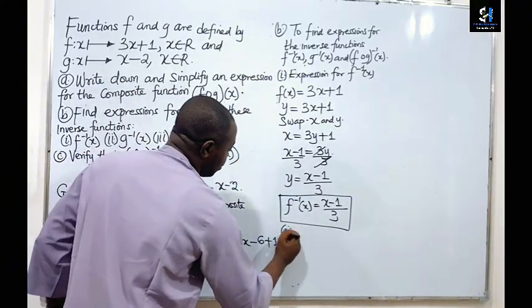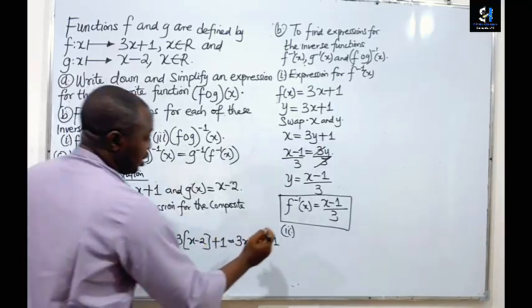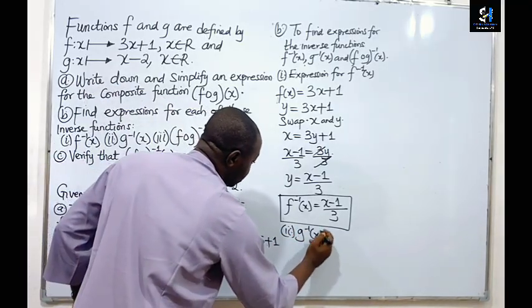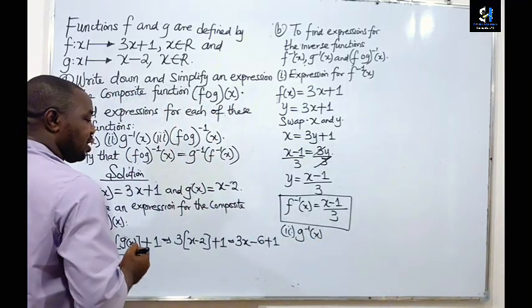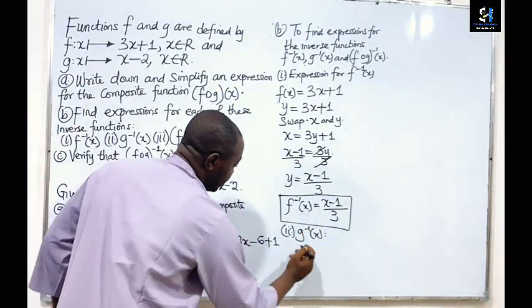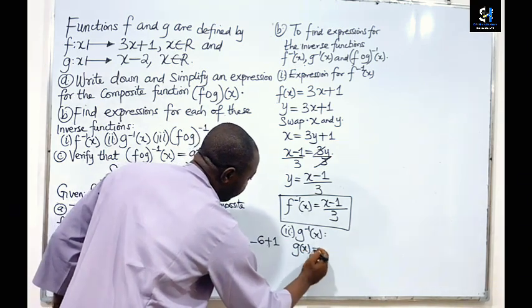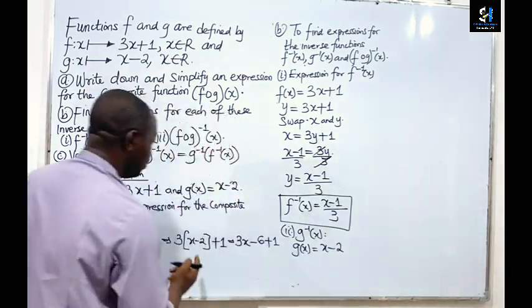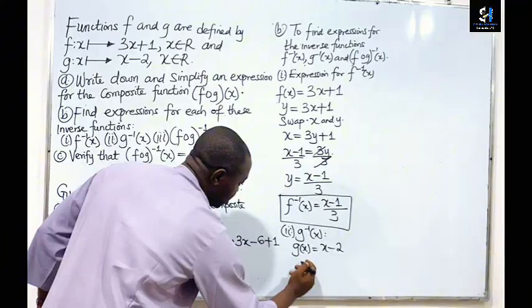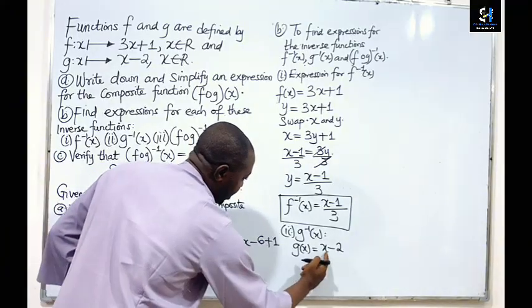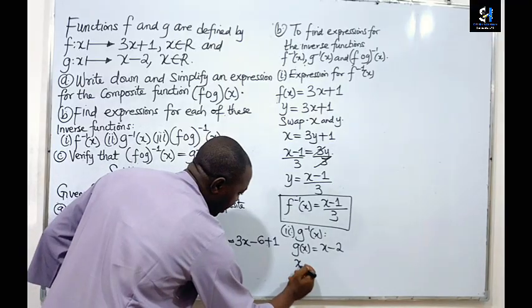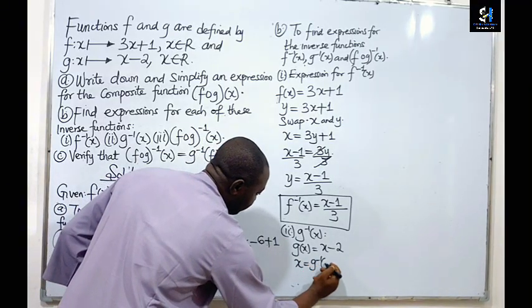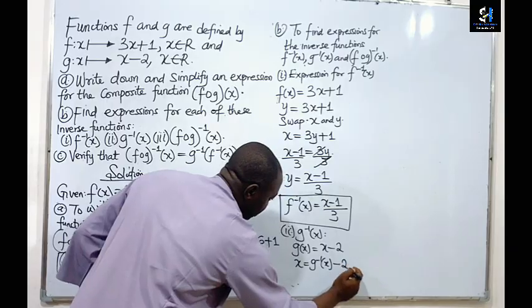Roman numeral 2, the inverse of function g of x, okay? An expression for the inverse of function g of x. So in this case, we are given g of x to be x minus 2. So if we swap x for g of x, then this will be x equals the inverse of function g of x minus 2.